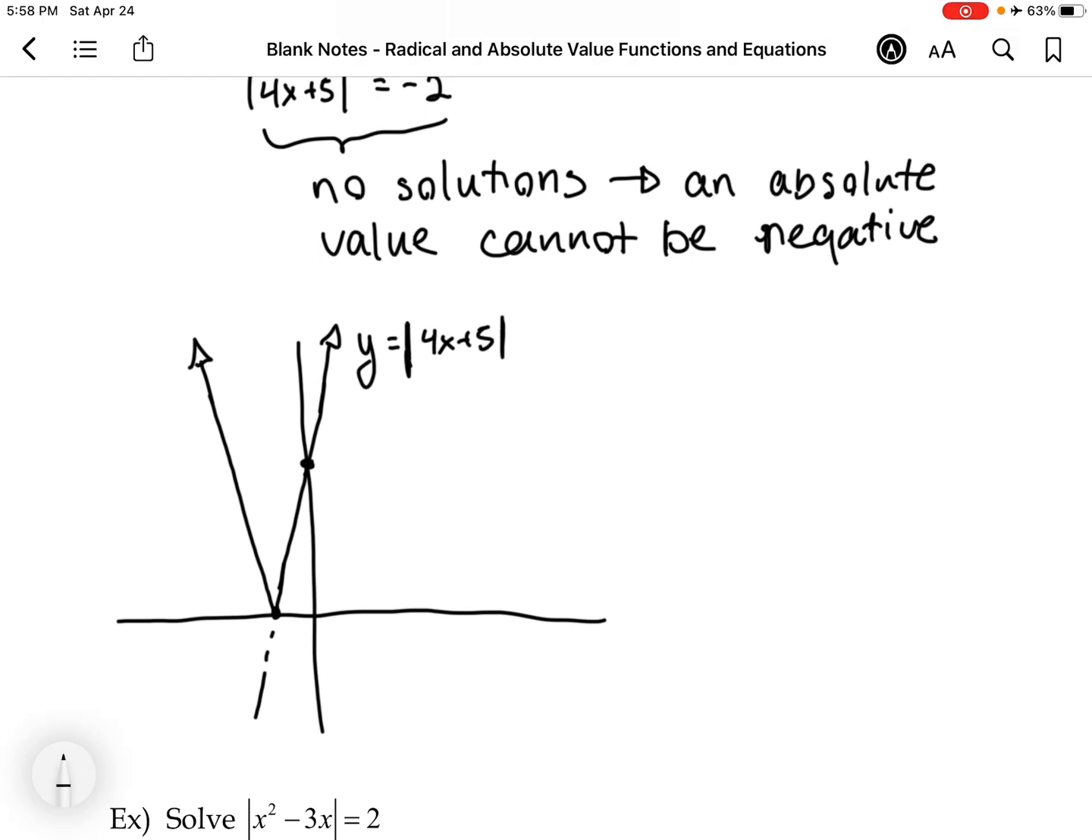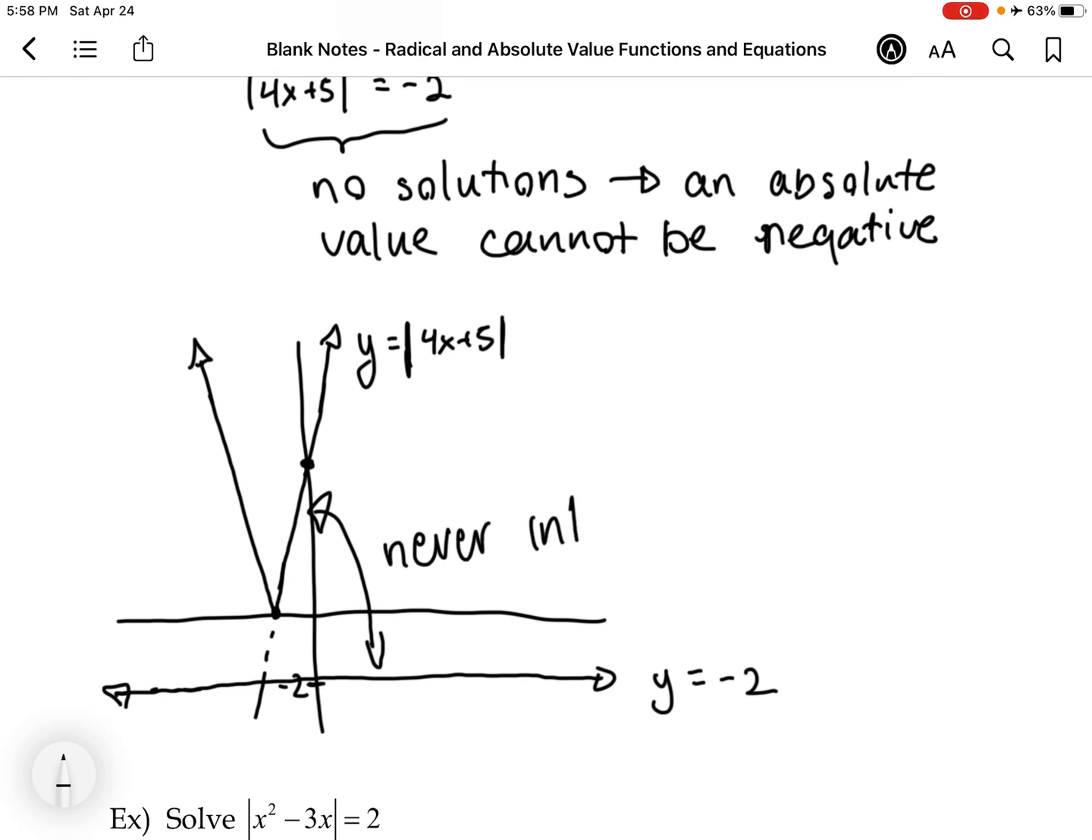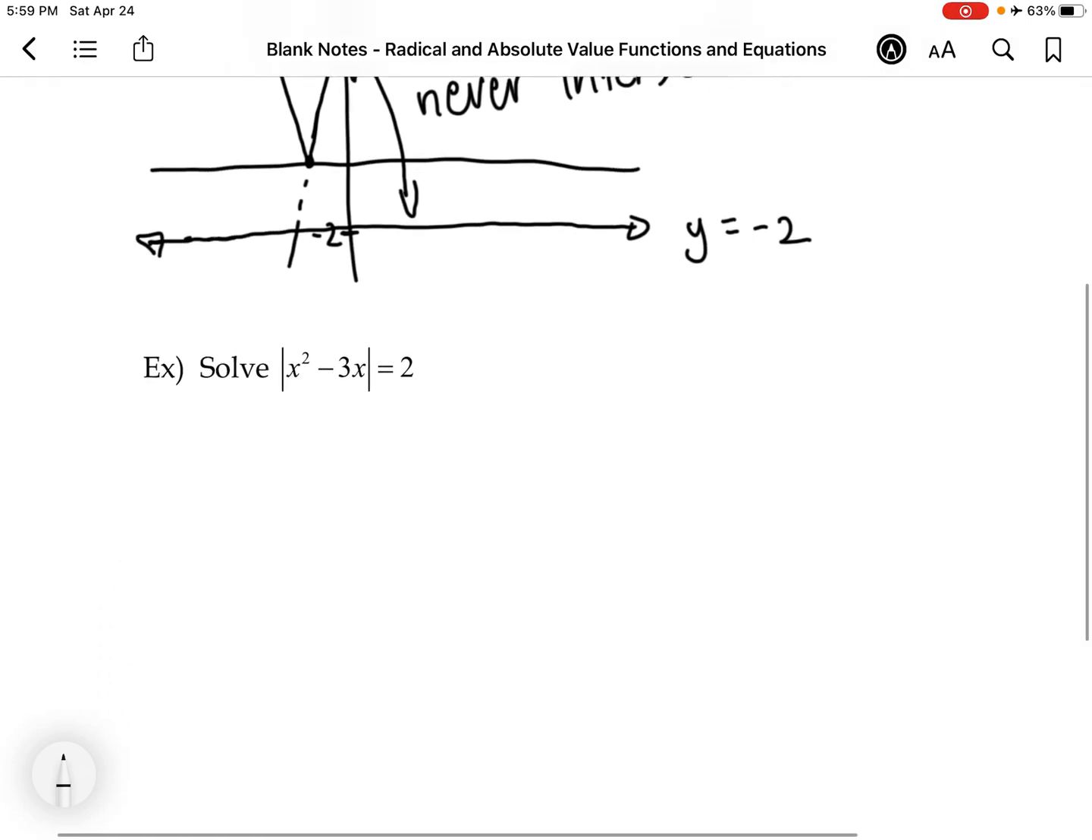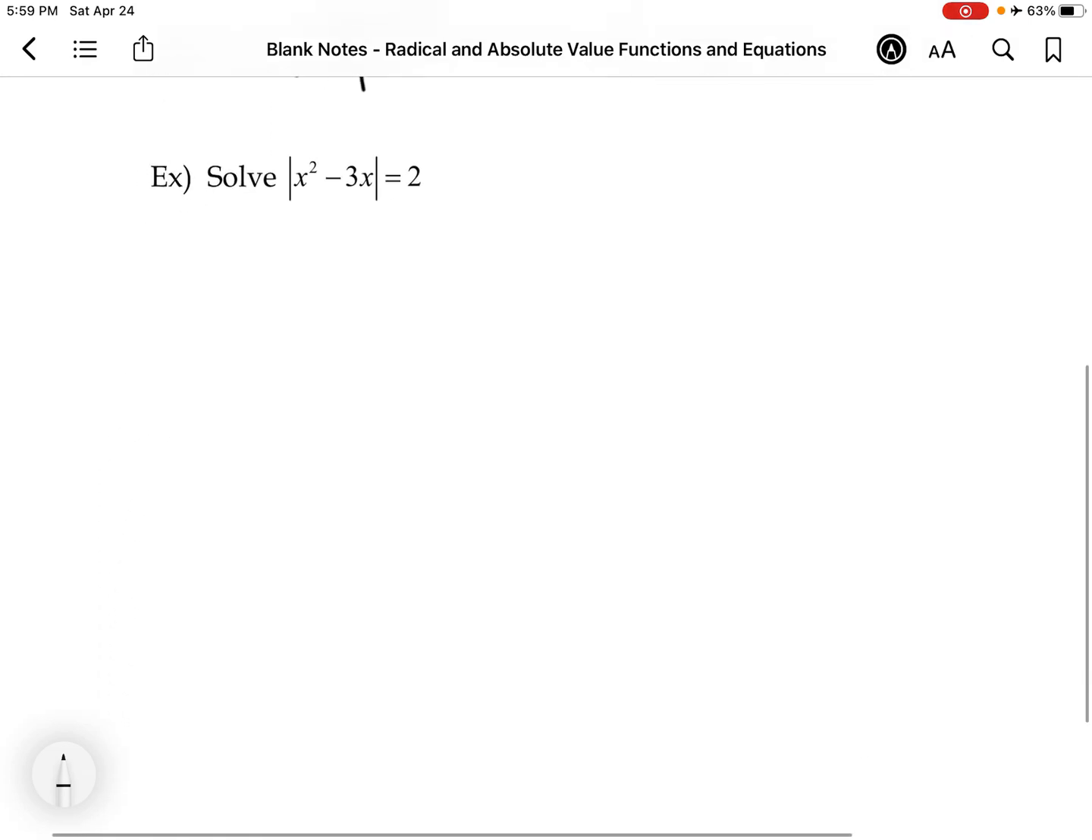And then if we were to graph y equals negative 2, that looks like this. It's just a horizontal line at negative 2. These two graphs will never intersect. Okay, so you can have absolute value equations that do not have solutions. All right, okay, let's look at another one.